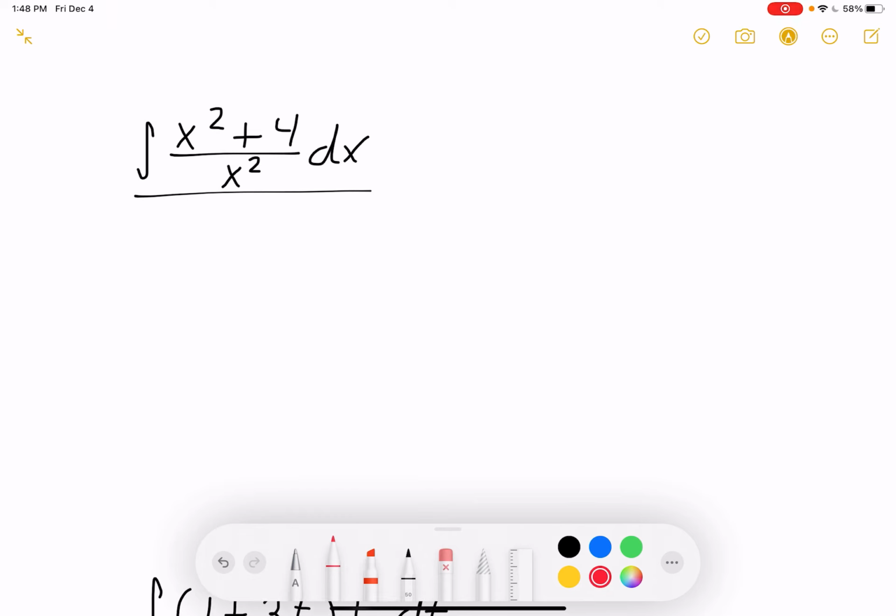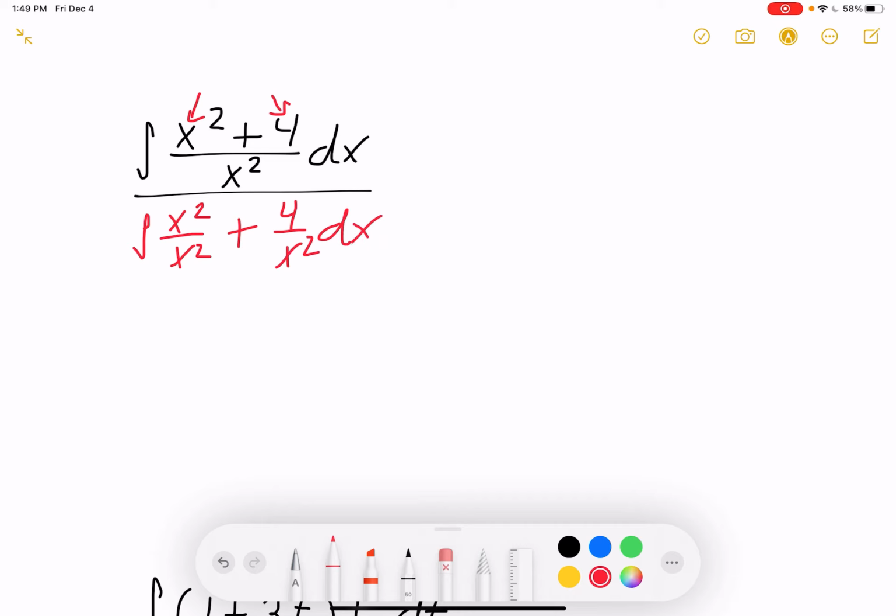This next problem, like I was saying earlier, we want to manipulate it to look like our base case. So how do we do that? Well, first I'm going to split up this denominator so that it's under each of my 2 parts up top. So instead of being under them at the same time, we're going to split it up. So it'll be the integral of x squared over x squared plus 4 over x squared dx.